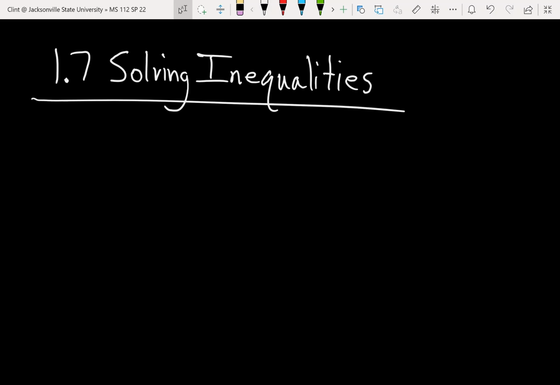We won't have any quadratic inequalities that we deal with. So, nothing too bad. Really, a lot of the stuff we use when we're solving equations still applies when we're solving inequalities. So the difference, we're thinking about things like this.